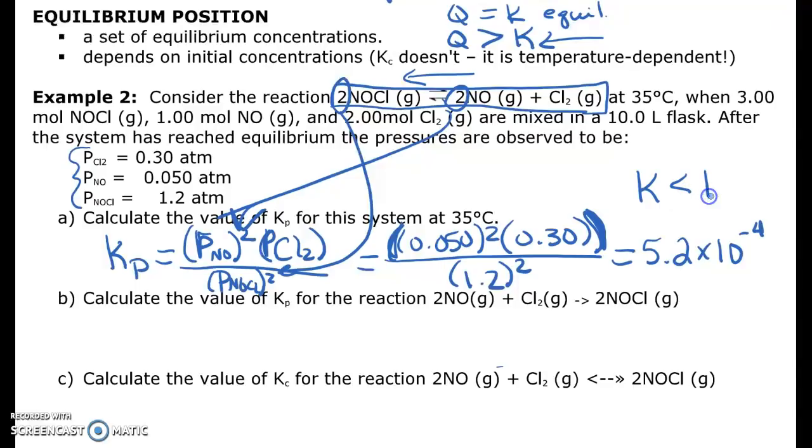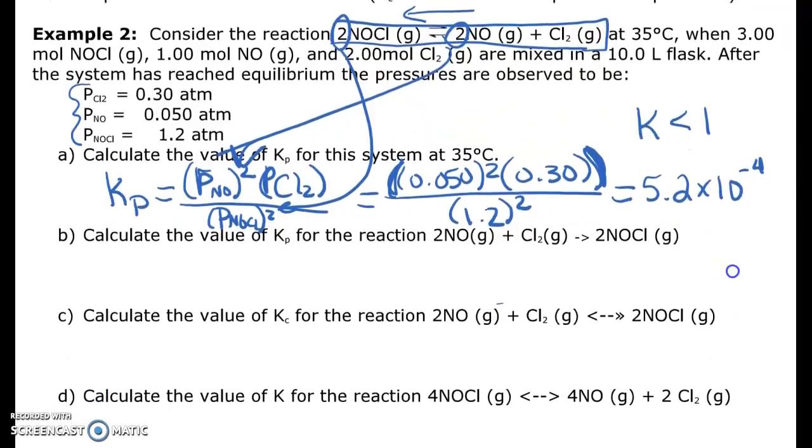our K value being less than 1 means that our system is favoring our reactants. So we have more reactants in the equilibrium system and less of our products. That's what we're saying right now. Remember, we said that if we increase the pressure, it's going to move in that direction. So now let's see if any of that makes sense.